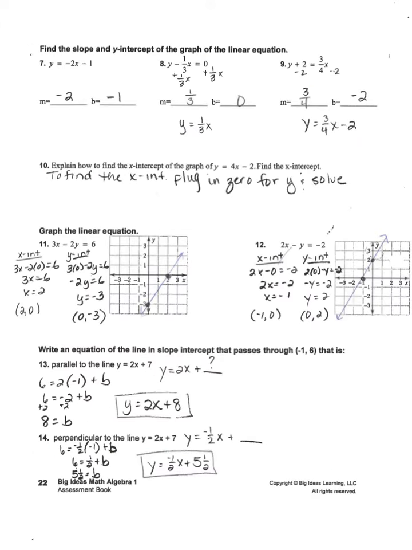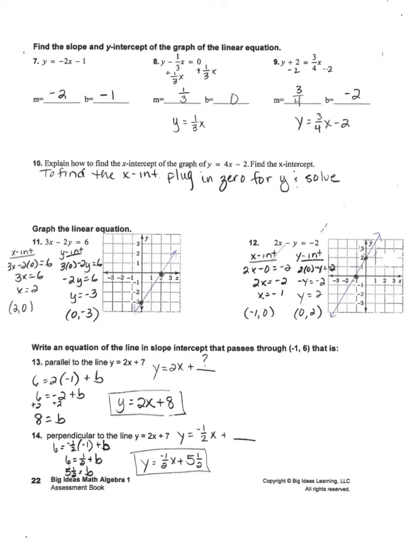On the next page, we have find the slope and y-intercept of the graph of the linear equation. So the convenient thing about number 7 is that it's already in slope-intercept form. So here you have y equals mx plus b. So your m is negative 2, which is your slope, and your intercept is negative 1.